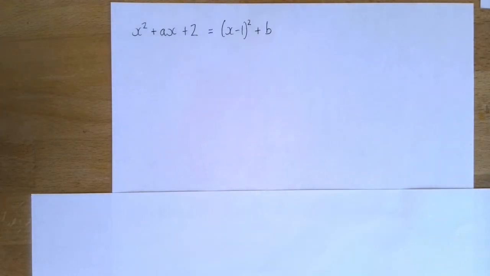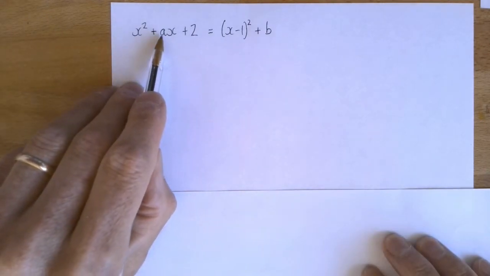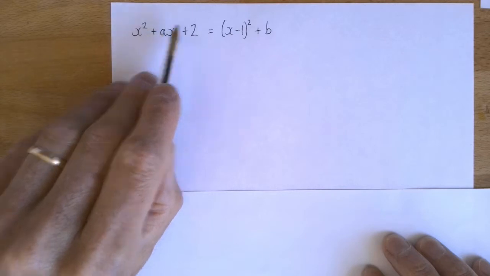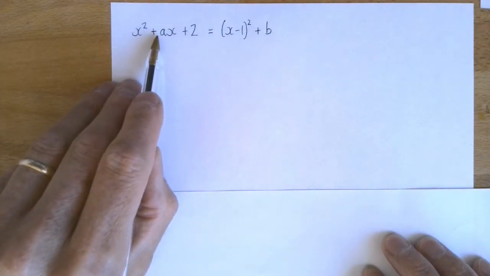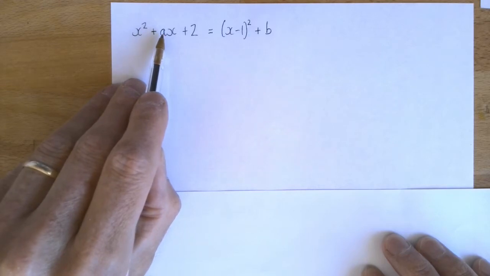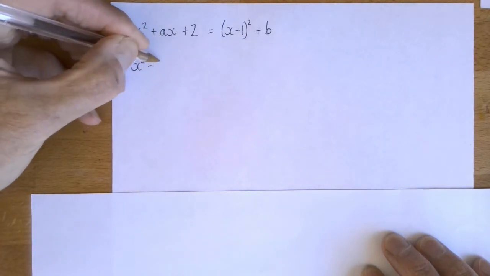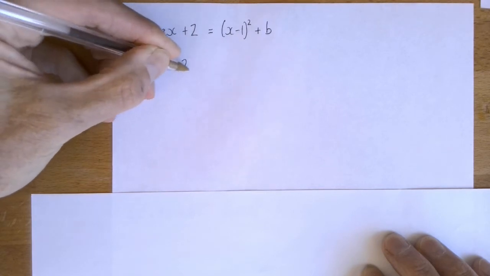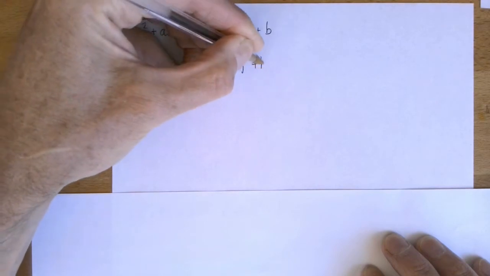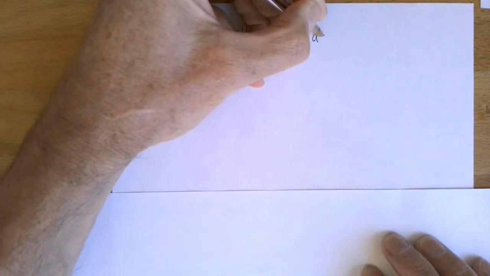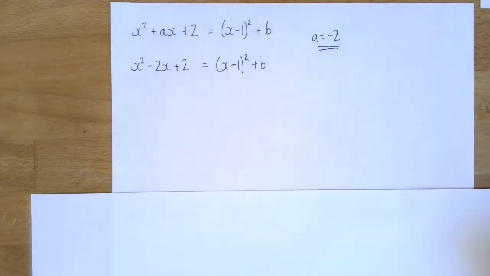So the first thing I would say is, I remember that when I complete the square with a normal question, half of this number is what goes here. So straight away I know that A is -2. So I'm going to rewrite this, because I now know that A is -2. And I'm going to make a nice note of that, because the question is actually asking me for the values of A and B, so I'm going to make sure I'm clearly stating that.